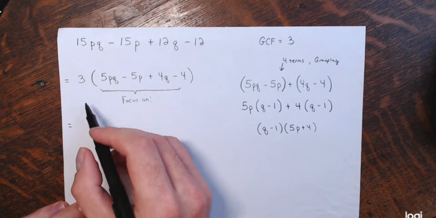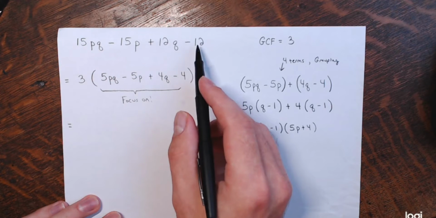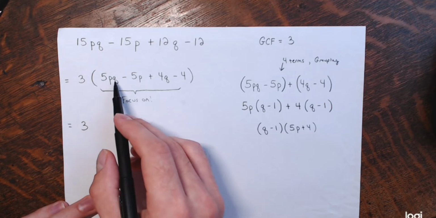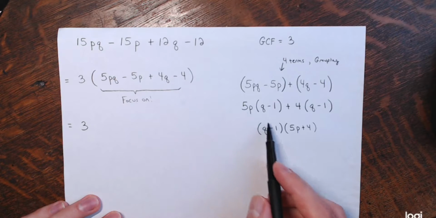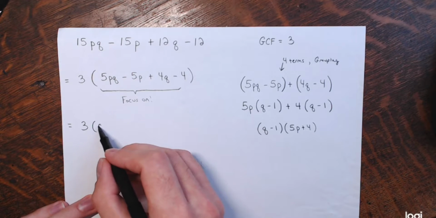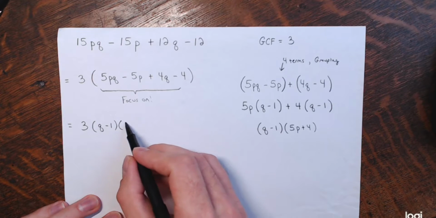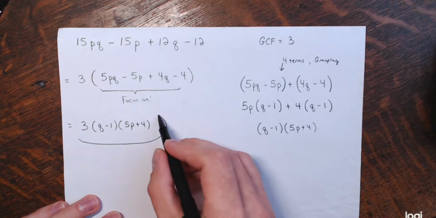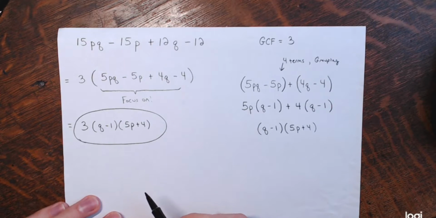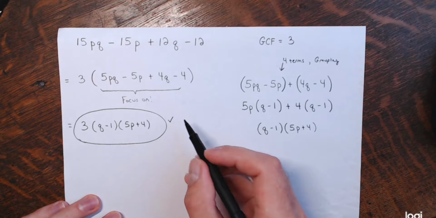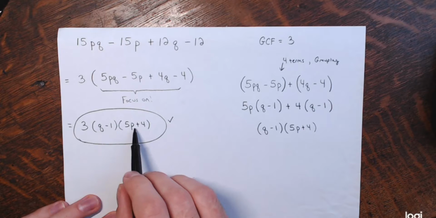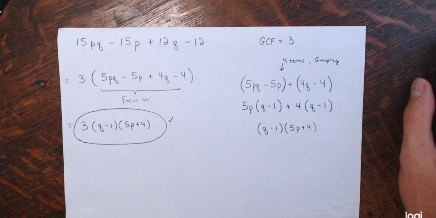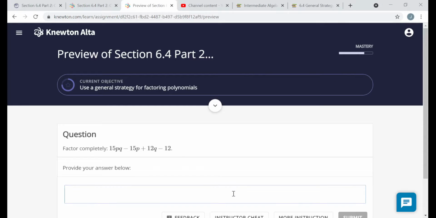And don't forget the 3, right? So this original polynomial I started with, pulled 3 out first, times this 5pq minus 5p plus 4q minus 4, and that factors this way, times q minus 1 times 5p plus 4. And there you go. That is as factored as that's going to get. And don't forget to check. Again, multiplying these two should give me this, and then distributing the 3 should give me the original. Alright, so going back, that is what I will enter.